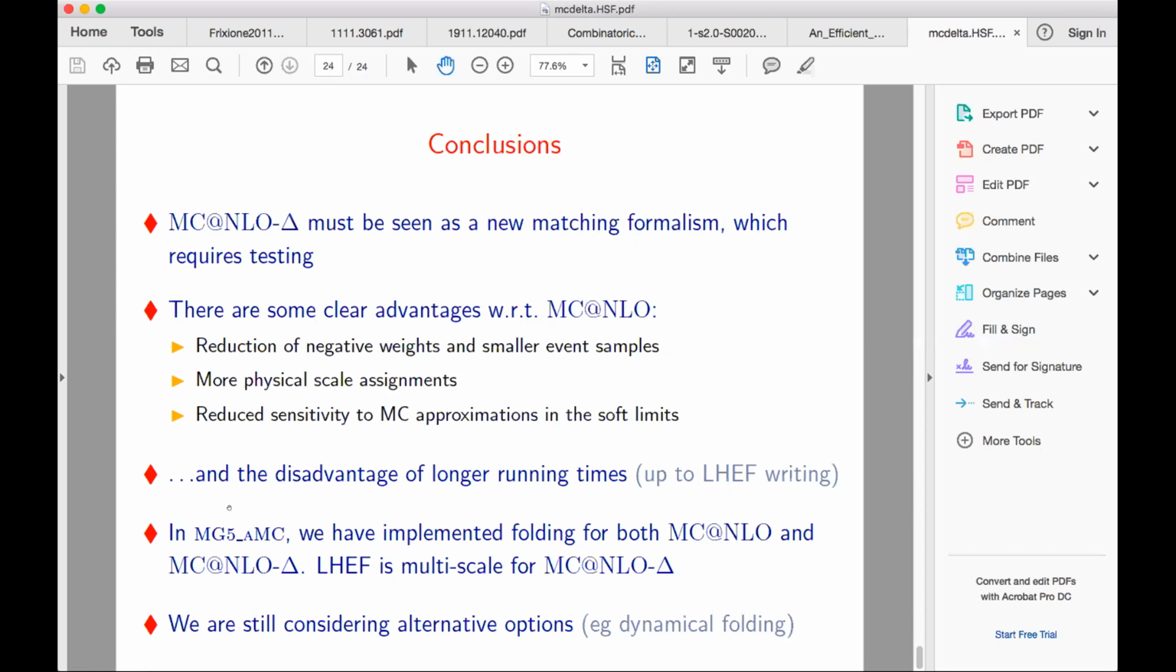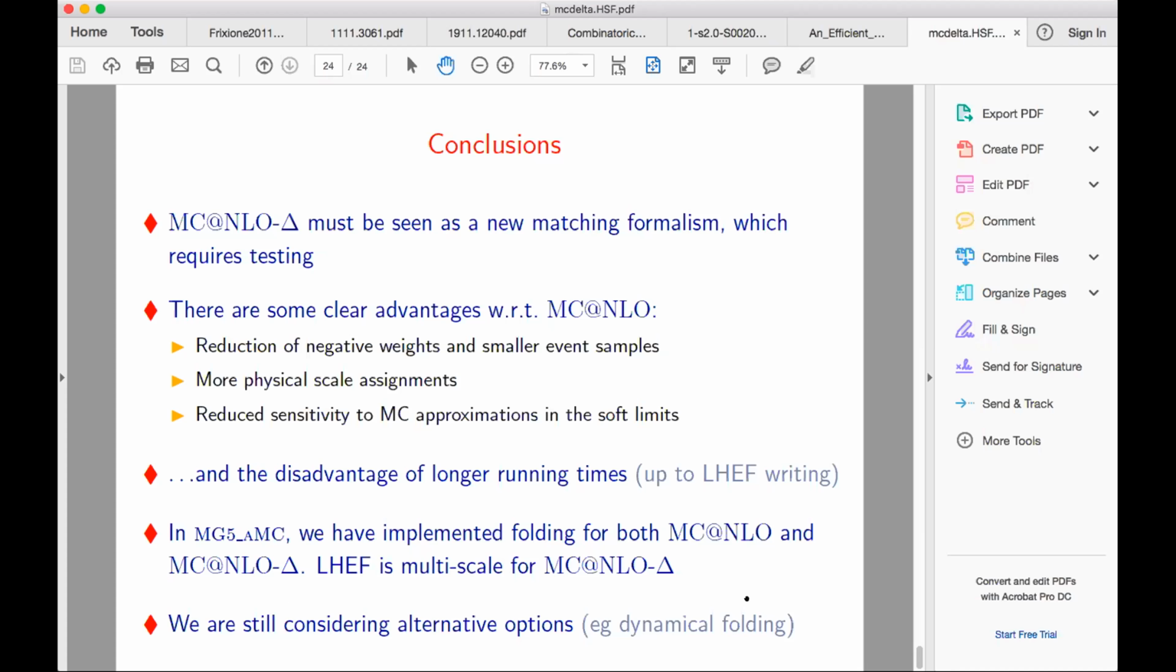So in MadGraph5_aMC@NLO, we have implemented the folding on top of the delta procedure for both MC-NLO and MC-NLO-Delta. So also in MC-NLO straight, you can reduce the negative weights by folding. And the Les Houches event file format has been modified in order to take into account this multi-scale structure of MC-NLO-Delta. And we are still considering alternative options.